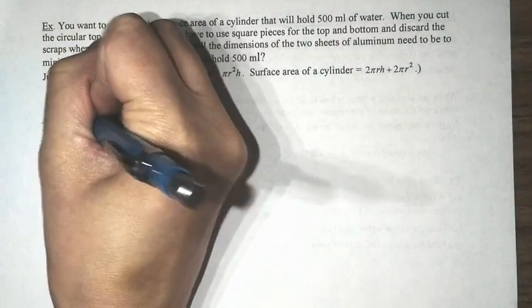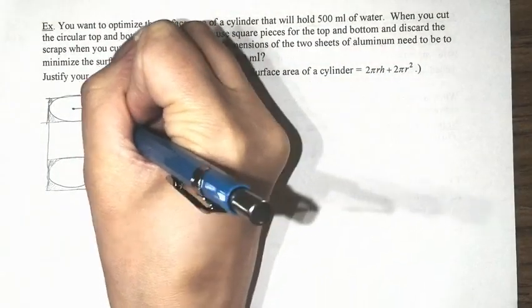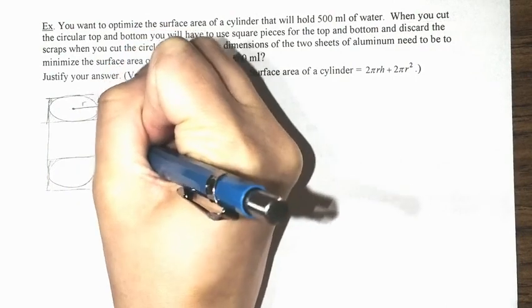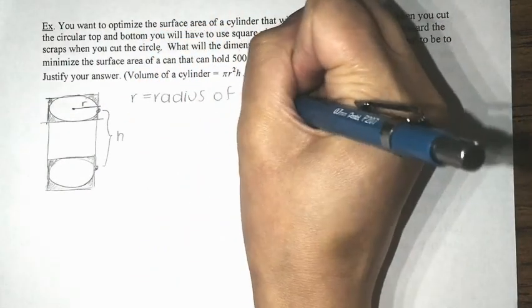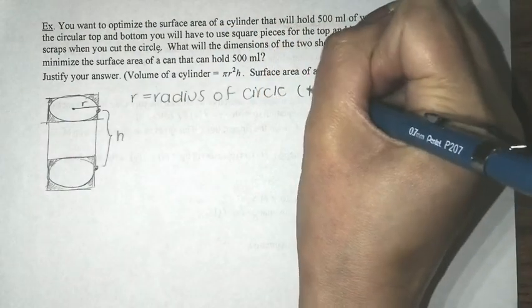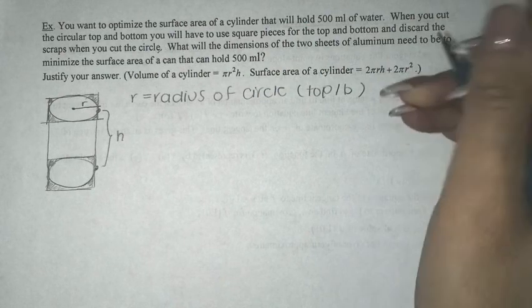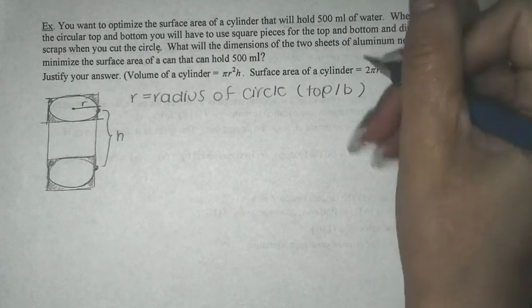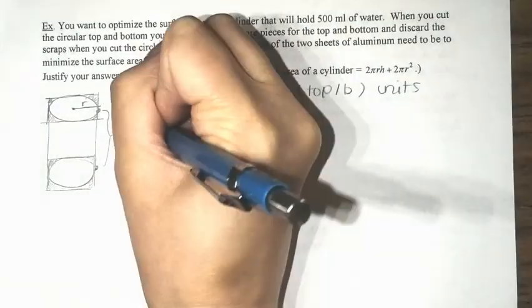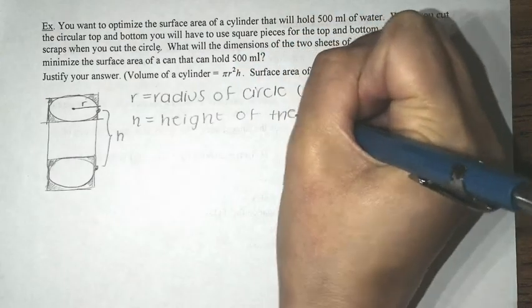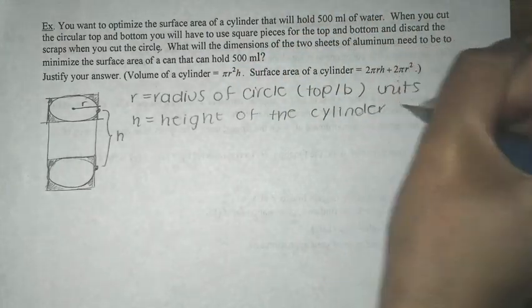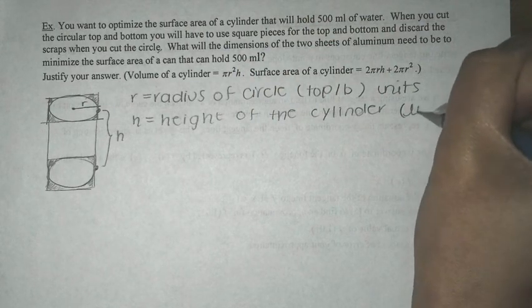Well, we have that the radius is going to be here. That's going to be R, and from here to here, that's going to be your H. So the radius is the radius of the circle, pretty much the top or bottom, and that's going to be given in units. We don't have the units, so units. And then the height is the height of the cylinder, and that one is also going to be in units.